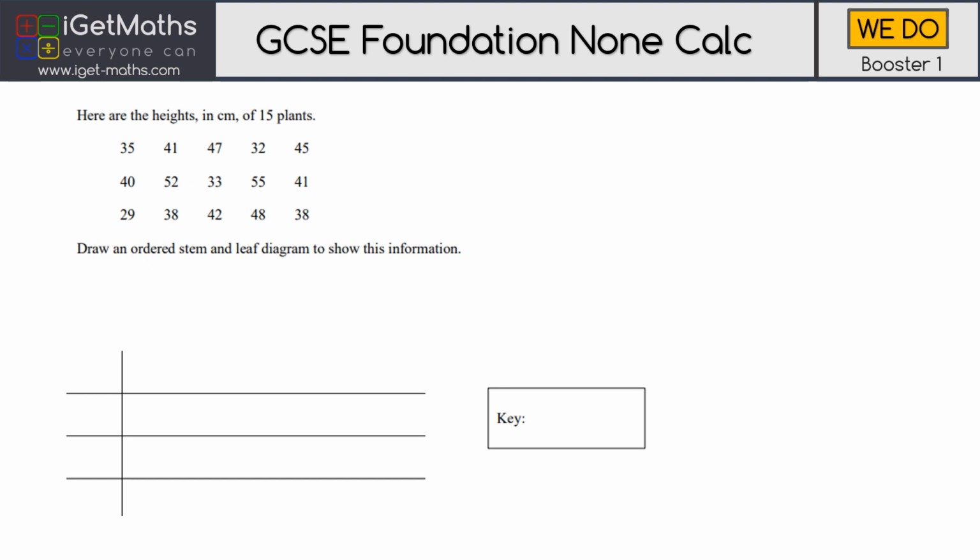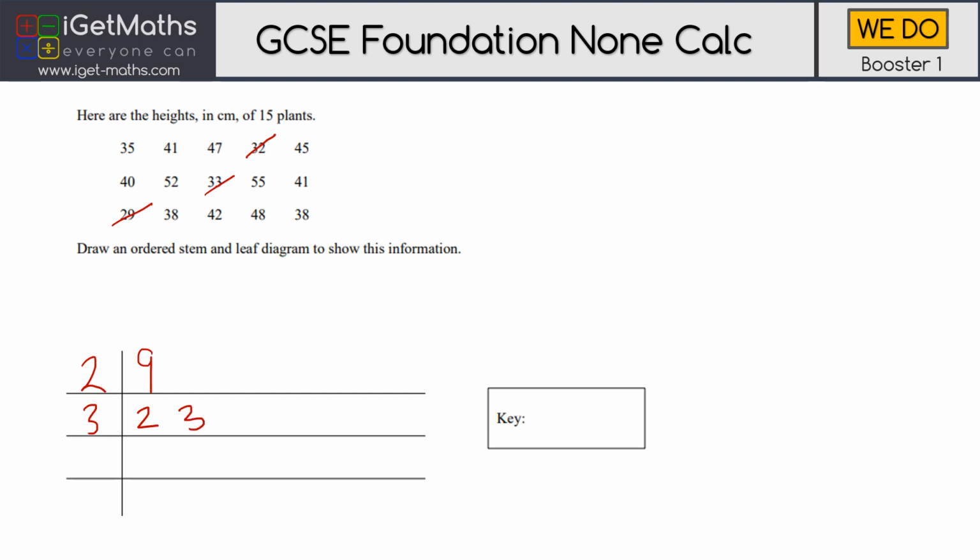Here are the heights in centimeters of 15 plants. Draw an ordered stem and leaf diagram to show this information. Okay, so let's find the smallest number, which is going to be 29. So you put the stem of 2, the leaf of 9. The next smallest number looks like it's 32. So we're going to put a 3, and then we're going to put a 2, and then we've got 33.